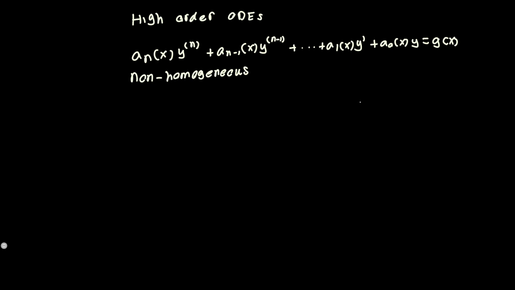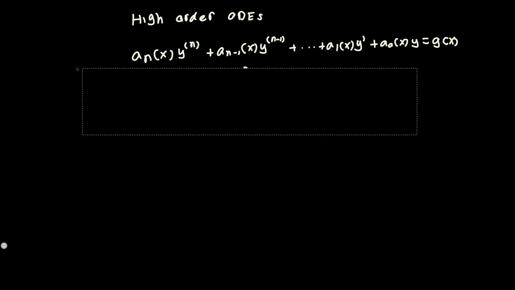Because of the fact that g of x is not equal to 0. But if g of x is equal to 0, then we have a homogeneous ODE. So we're going to talk about the theory now. So let's just go ahead and clear this up really quick.